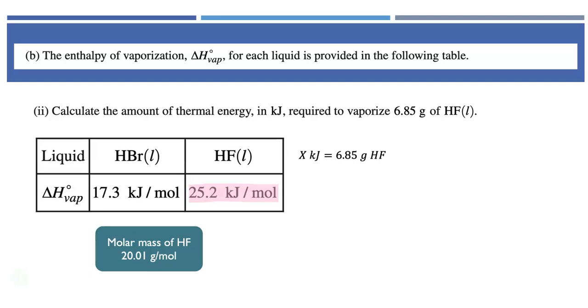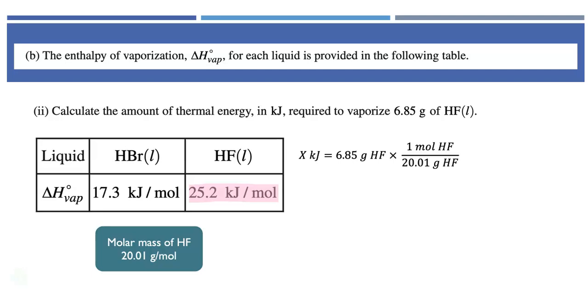You look on your periodic table, it's easy to calculate the molar mass of HF is 20.01 grams per mole. You don't really have to show work for calculating the molar mass, but you do need to use a correct molar mass in your setup. So I'm going to take my grams of HF, convert it to moles of HF, and then I'm going to use the heat of vaporization, which is a kilojoules to mole relationship, to get my final answer.